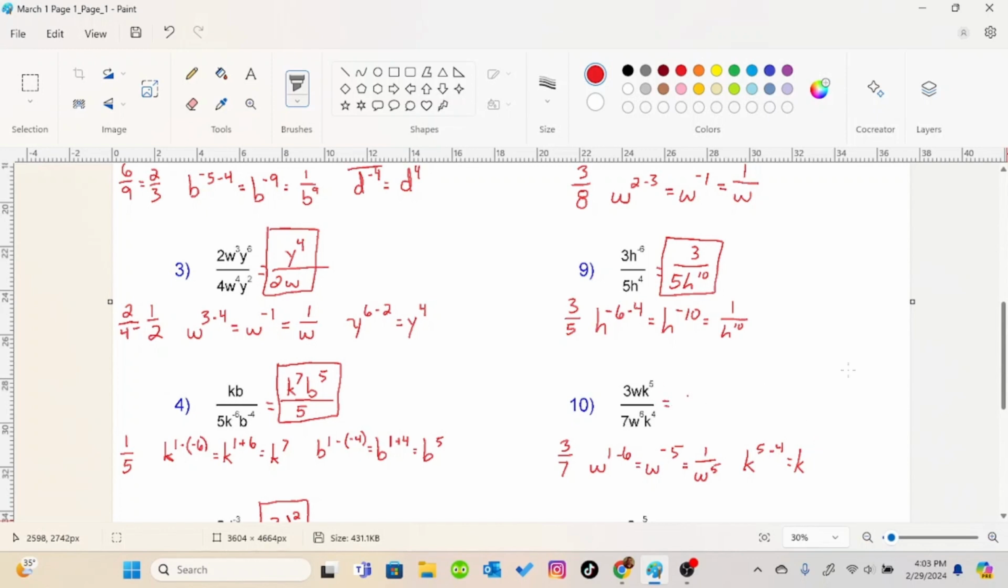Now we put everything together. On the top, we have 3k. And on the bottom, we have 7w to the 5th power. And that's our final answer.